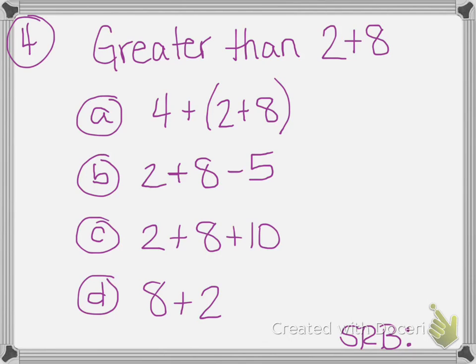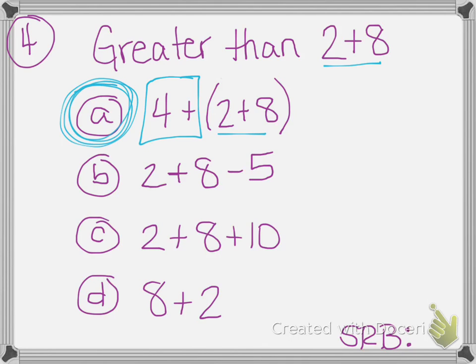Number 4 says, without calculating, circle all of the expressions that are greater than 2 plus 8. So if it says without calculating, it means it doesn't want you to solve any of them. So A says 4 plus 2 plus 8. So we know 2 plus 8 and 2 plus 8 are the same thing. If we're adding 4 more, we know our answer is going to get bigger. So we know A would be greater than 2 plus 8.